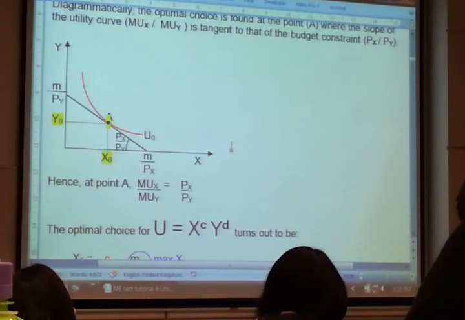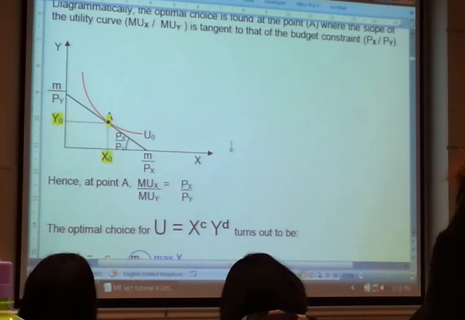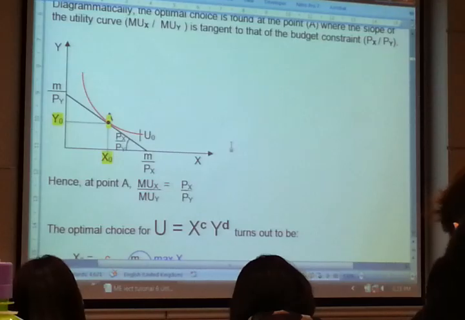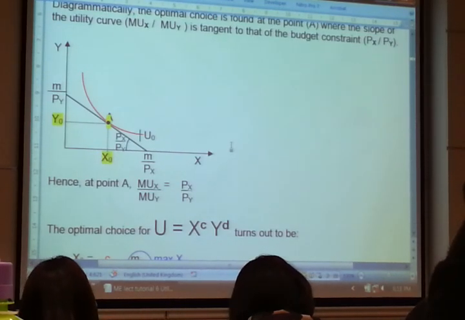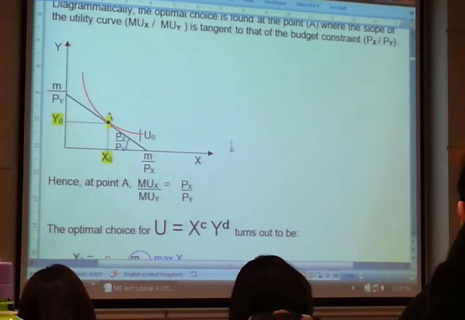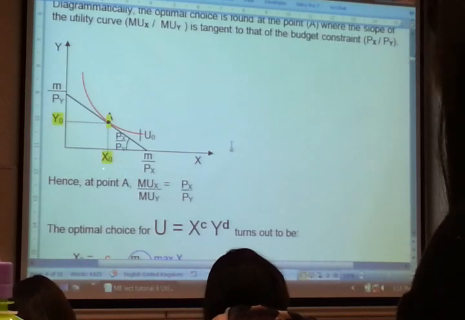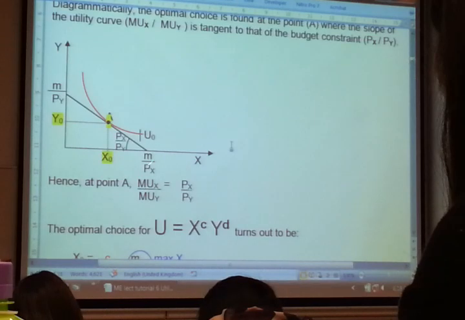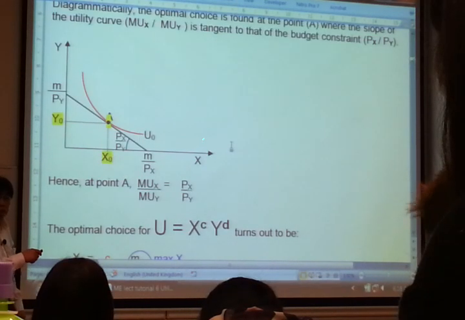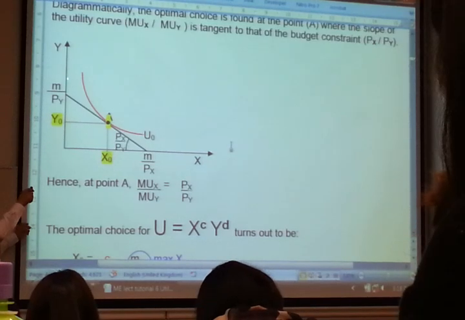No. But for the Cobb-Douglas equation, it's easier than this. Because for a Cobb-Douglas utility function, you can find the optimal x and y even much faster. Why? Because the optimal x is some fraction of what? M over px is the maximum quantity of x you can buy. M over py is the maximum quantity of y you can buy.